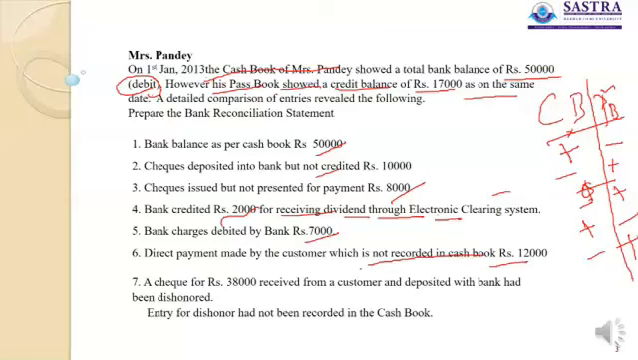Then come to the check for rupees 38,000 received from a customer and deposited with the bank, which had been dishonored. We have received a check for 38,000 and immediately entered it in the cash book as a receipt and plus, which has not yet been collected by the bank, being dishonored. The bank is not able to collect because there is no balance with the customer who has given the check, so it might be entered in the passbook as dishonored, which has not yet been brought into the notice of the trader, entered in the cash book, so that it increases the balance.